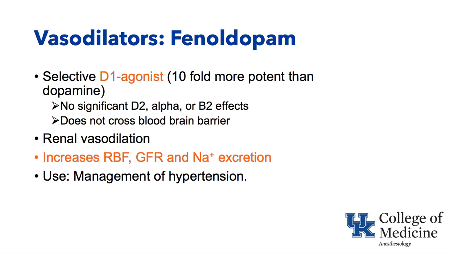It doesn't have any significant D2, alpha, or beta 2 effect, so it's not going to vasoconstrict via the alpha receptor. It's not going to work through the beta 2 receptor, which is vasodilation, but through the D1 receptor. Interestingly, it doesn't cross the blood-brain barrier also. And one of the major reasons fenoldopam was developed was to drop the blood pressure and to improve renal blood flow. Now, it causes renal vasodilation and does increase renal blood flow, glomerular filtration rate, and natriuresis, or sodium excretion, and can be used for management of hypertension in the operating room.